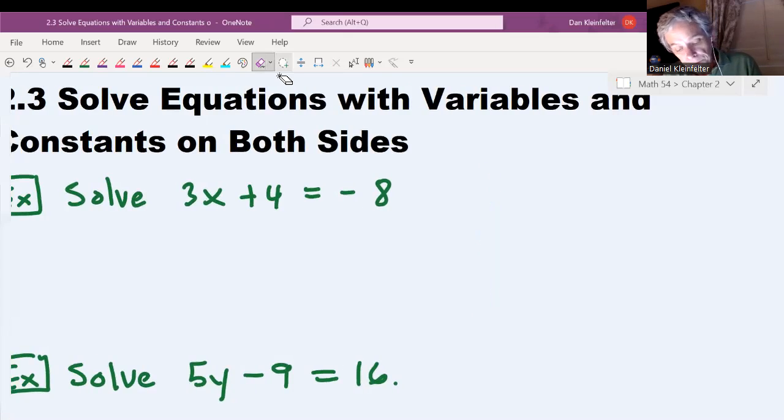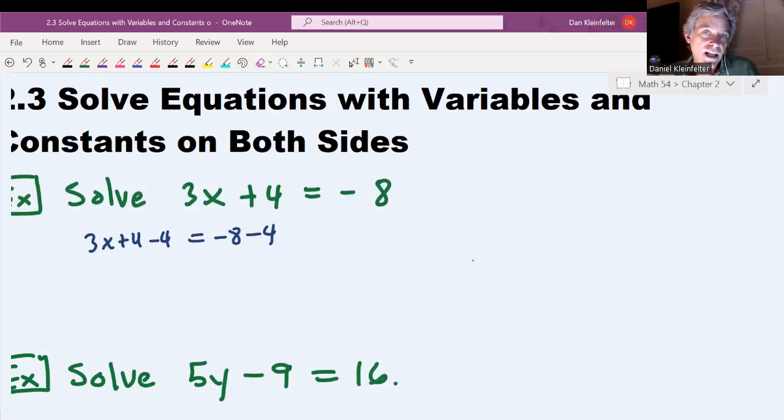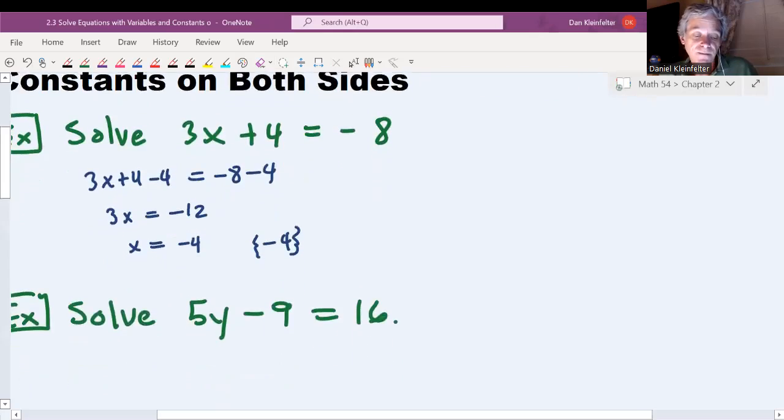So here, we're going to subtract 4 from both sides first. Okay, so I've taken the original equation, I've subtracted 4 on both sides. A little simplification will give me 3x is -12. Now this is a problem like we have done before. We're going to divide both sides by 3 to get x is -4. So -4 is our solution.